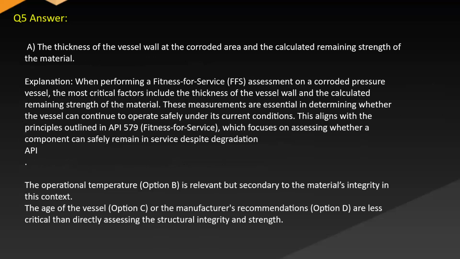Answer. A. The thickness of the vessel wall at the corroded area and the calculated remaining strength of the material. Explanation. When performing a fitness for service, FFS, assessment on a corroded pressure vessel, the most critical factors include the thickness of the vessel wall and the calculated remaining strength of the material. These measurements are essential in determining whether the vessel can continue to operate safely under its current conditions. This aligns with the principles outlined in API 579, Fitness for Service, which focuses on assessing whether a component can safely remain in service despite degradation.